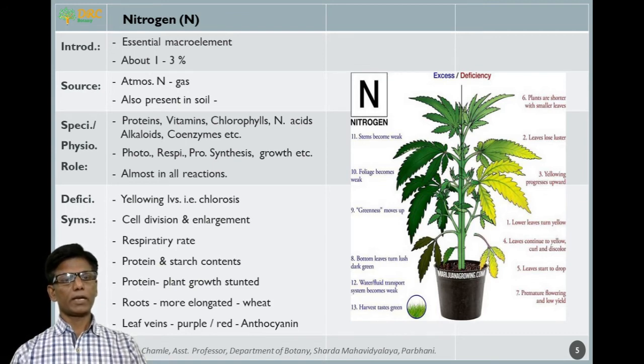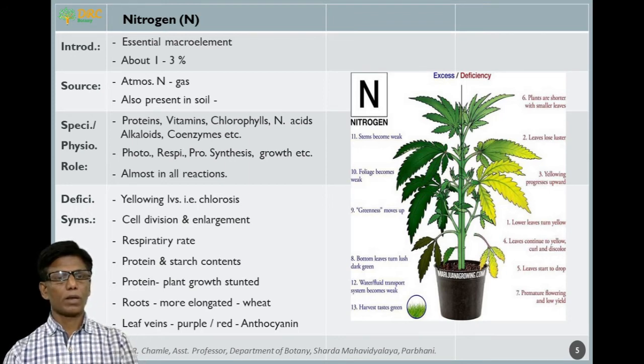Overall, it is seen that nitrogen plays a very important role in almost all the metabolic reactions. These are some functions of nitrogen seen in the plant body. Now we will see the deficiency symptoms of nitrogen element. Due to the deficiency of nitrogen, yellowing of leaves takes place.